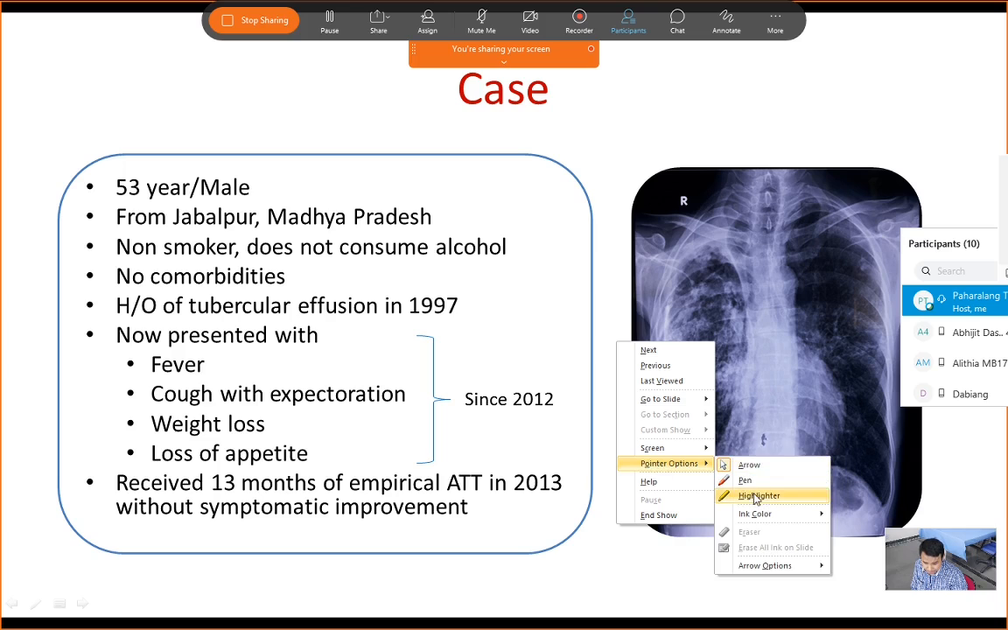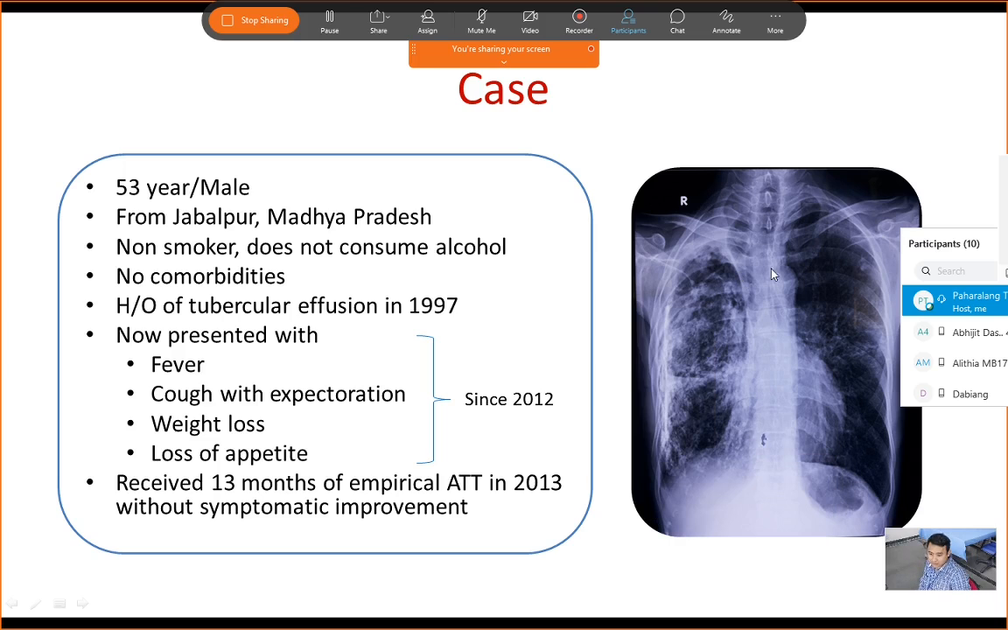So if you can see, this is his chest X-ray. It showed significantly destroyed lung. You can see the trachea has been pulled to the right side. There's a lot of pleural thickening here, most likely because of the old effusion, and there are also infiltrates in the left mid-zone, and significant compensatory hyperinflation of the right side.